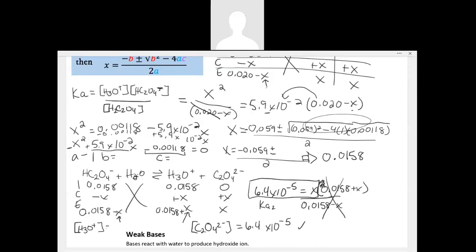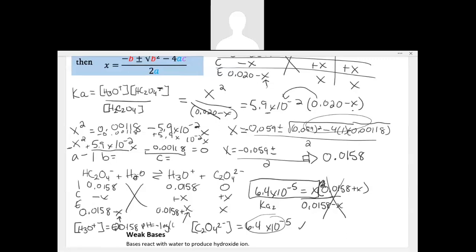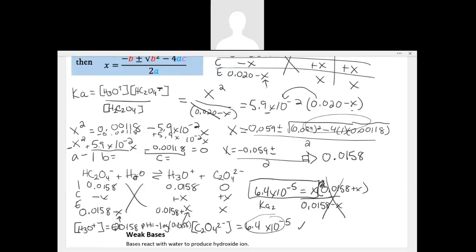But I'll give you a hint. When we add these values together, the x here is so small that it won't change anything. So we're just going to plug in this guy here, 0.0158. To find pH, we're going to do negative log of that. So negative log of 0.0158 gives us a final pH, and I'm going to write it over here, of approximately 1.80.